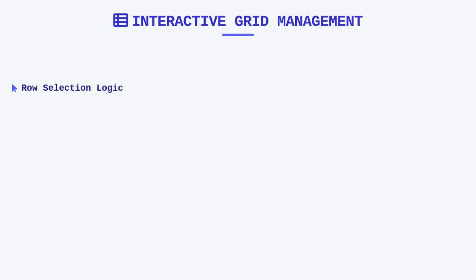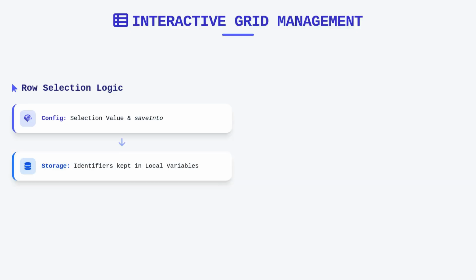Row selection is another powerful feature that transforms a static display into an interactive tool. When configured with a selectionValue and a selectionSaveInto parameter, the grid provides a way for users to pick specific records for further action, such as bulk editing or deleting. From a technical perspective, the grid stores the identifiers of the selected rows in a local variable, which your other components can then reference to drive further logic. You must carefully manage this selection state, ensuring that the selected items are properly cleared if the user navigates away or performs a secondary search.